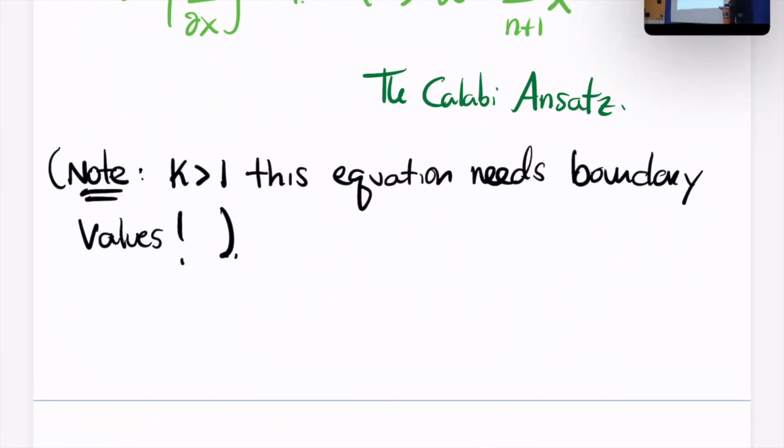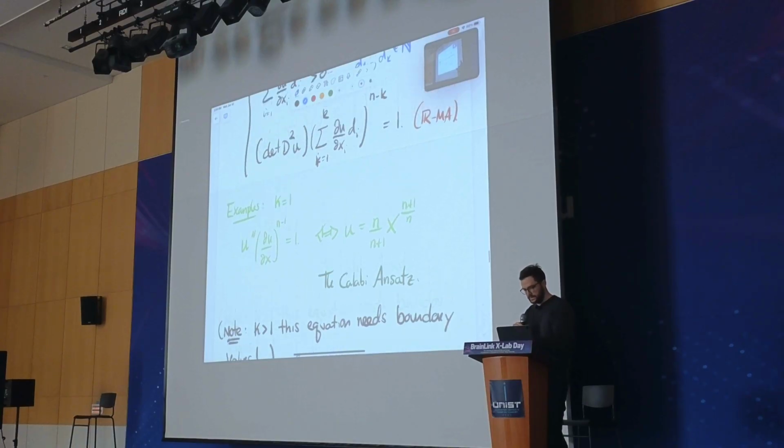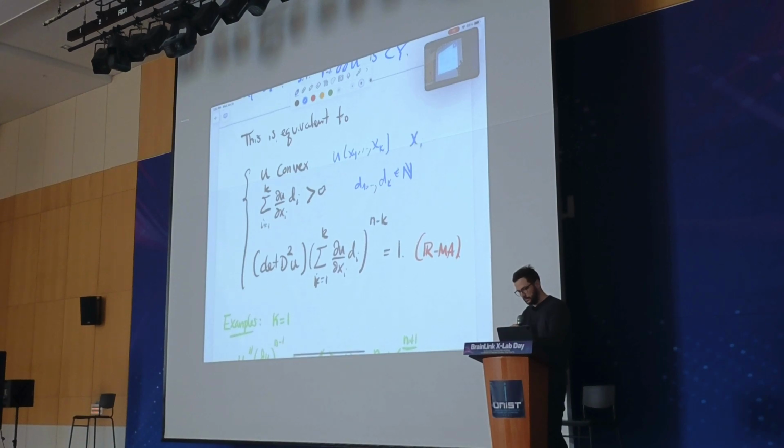So the boundary data here should be that, in fact, this prefactor, this gradient term, the sum from 1 up to k of di times du by dxi, should go to 0 on the boundary of the positive orthant, R^k positive. So when one of the variables goes to 0, then this gradient term should go to 0. And this is not obvious. I'll explain where this comes from, but right. So this solution is defined on the positive orthant.